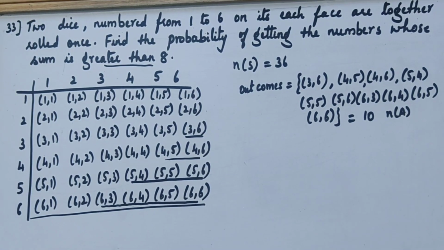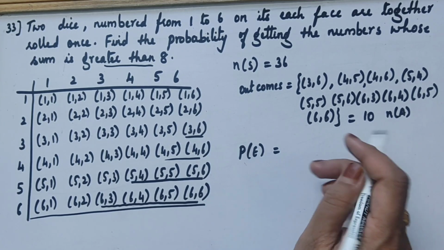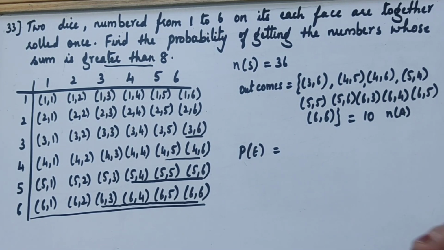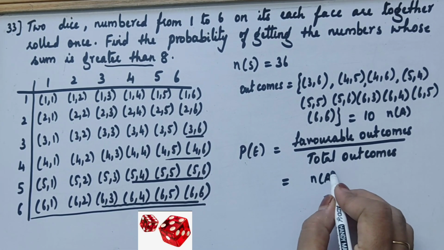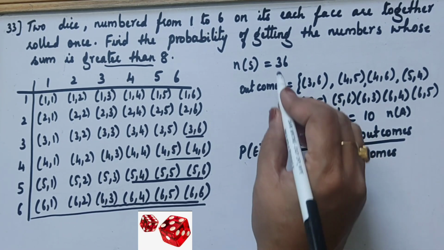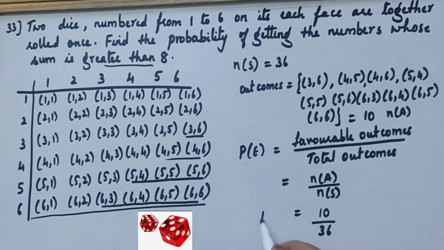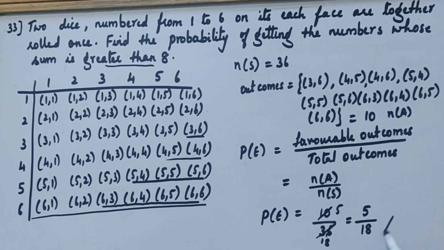Now here, what is the formula? Okay, probability of an event equals favorable outcomes by total outcomes, or we just simply write n of A upon n of S, which equals, what is n of A? We got the favorable outcomes were 10 and the total is 36. Okay, this is the probability of an event. You can cancel this. 2 5s, 2 1s, 2 8s. So your answer is 5 upon 18, students.